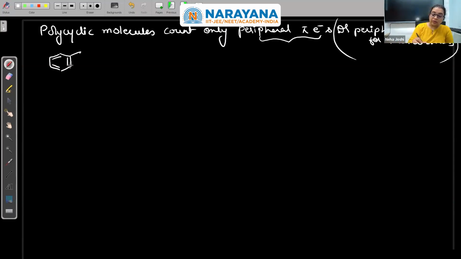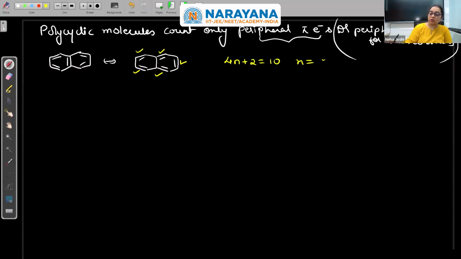So if I have, say, naphthalene, I will have its one resonating structure like this. So I'll count peripheral pi electrons. Peripheral is circumferential, or I can say on the boundary. So 1, 2, each bond will have 2 electrons. 2, 3, 1, 2, 3, 4, 5, 6, 7, 8, 9, 10. So you will equate 4n plus 2 equal to 10, n equal to 2. So it is aromatic.